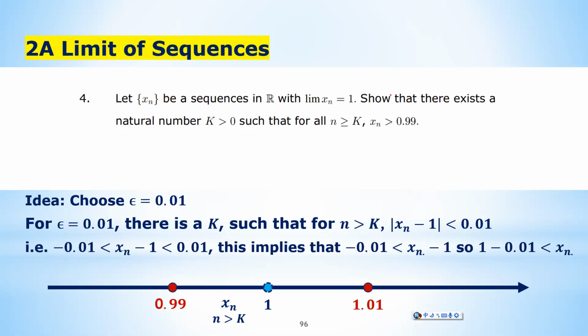Now, if I want you to prove that xn is eventually less than 1.01, I want to control the other side. Then you use the right side inequality. That means xn minus 1 is less than 0.01. Then you add 1 on both sides, and you will get what you want. So that's the basic technique involved in this proof, right? What you need to know is that the way to prove this can be applied to other cases.